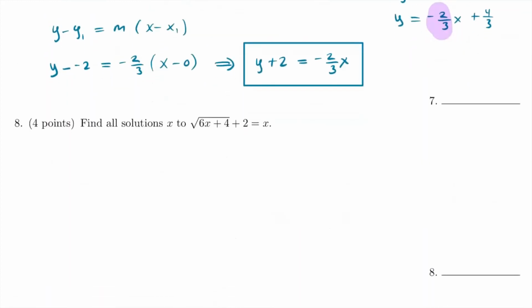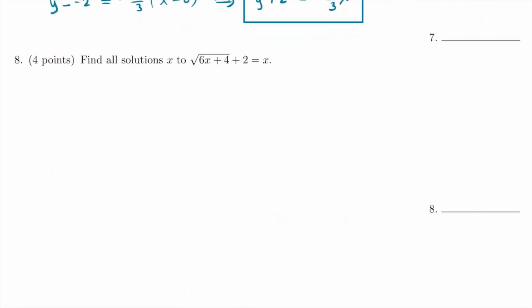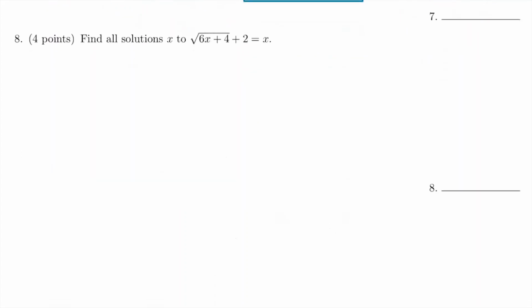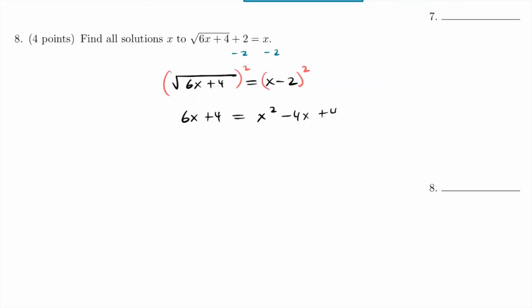All right, here's the next question. We're going to go ahead and solve for x. So let's go ahead and subtract 2 first. So we have the radical expression isolated. So this would give us the square root of 6x plus 4 is equal to x minus 2. And now we're going to go ahead and square both sides to get rid of the radical. This would give us 6x plus 4 is equal to the right-hand side, which you're going to have to expand. That would be x squared minus 4x plus 4.